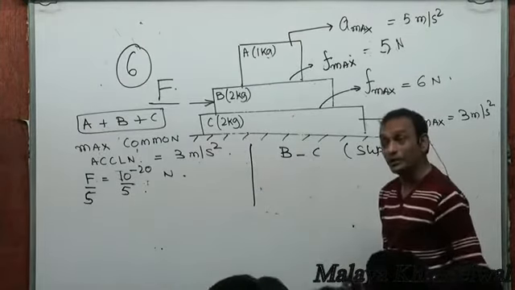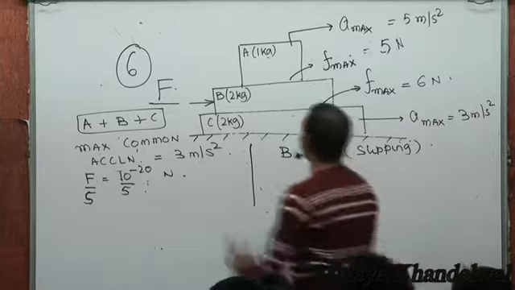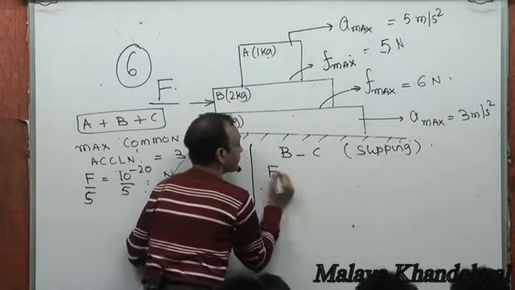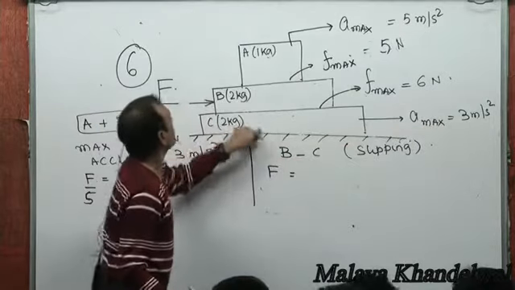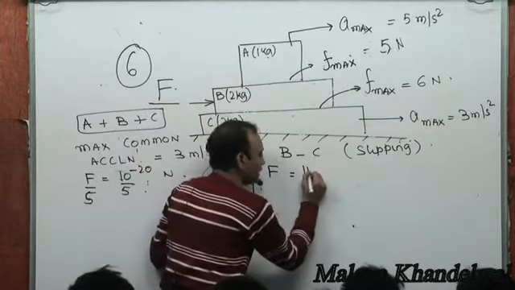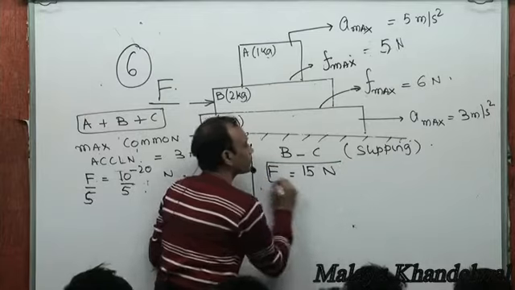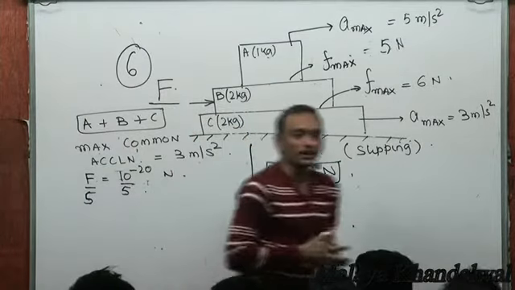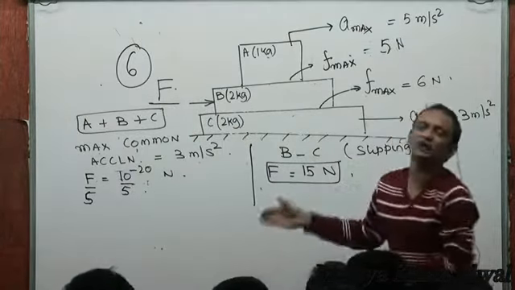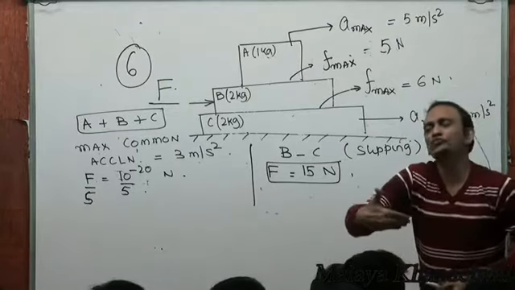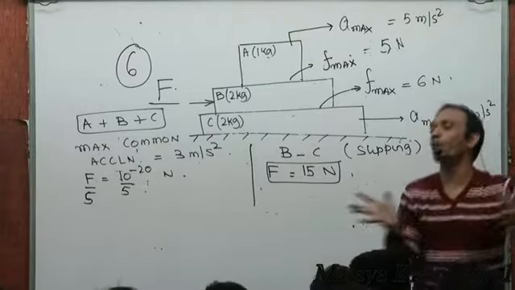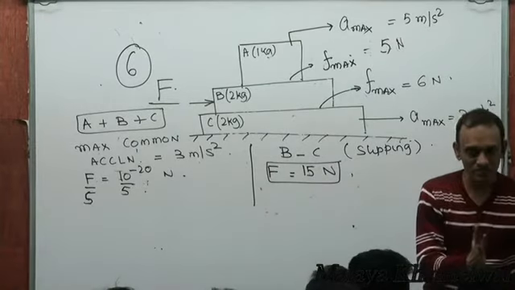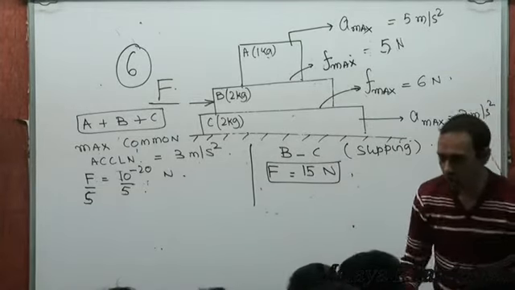Slipping between B and C commences first, and this happens for a value of F such that the three have a common acceleration of 3 meters per second squared. That means 5 into 3, 15 newtons. At F equal to 15 newtons, C will part ways because the frictional force between B and C subsequently would not be good enough to support common accelerations larger than 3 meters per second squared. Yes or no?